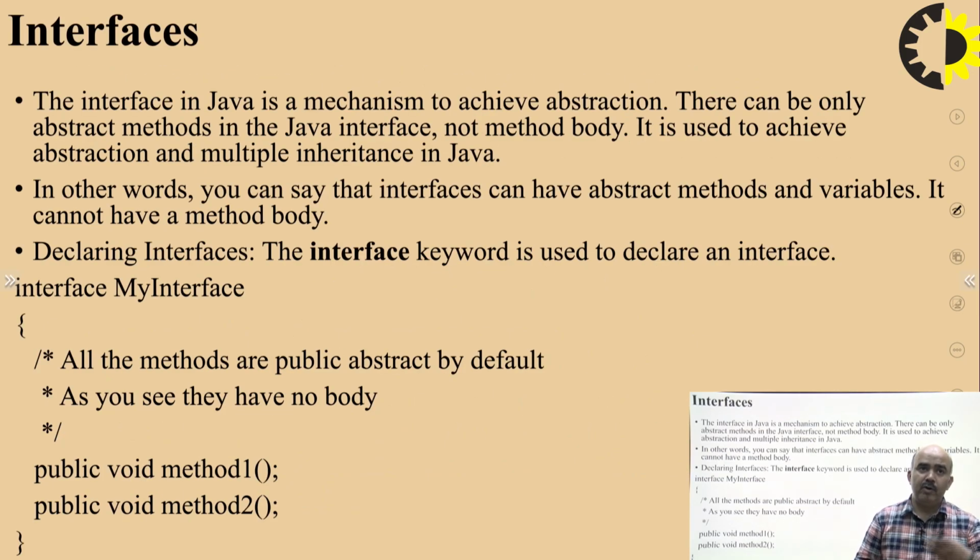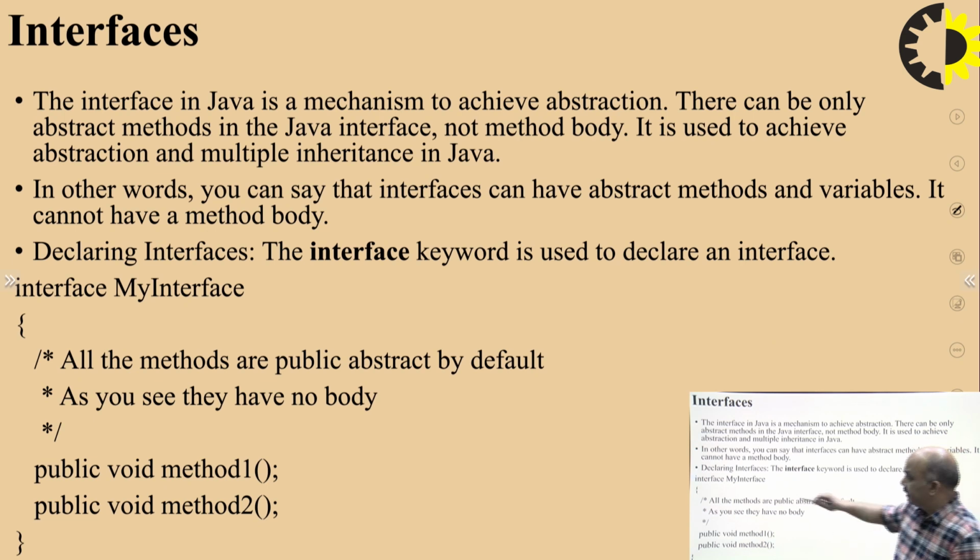So, in order to achieve abstraction, we use the interface. An interface in Java is a mechanism to achieve abstraction. There can be only abstract methods in a Java interface, not a method body. It is used to achieve abstraction and multiple inheritance in Java. So inheritance as well as abstraction are implemented with the help of interfaces. In other words, an interface can have abstract methods and variables, but cannot have method bodies. So, how do we declare it?